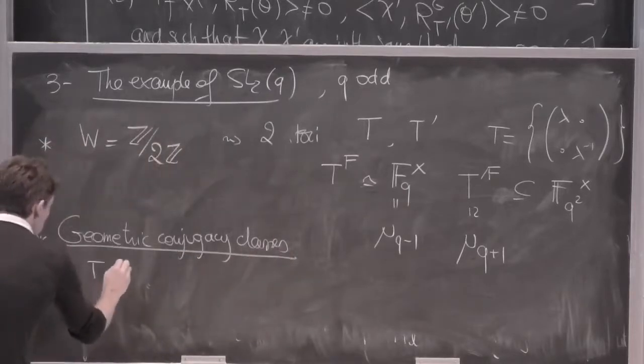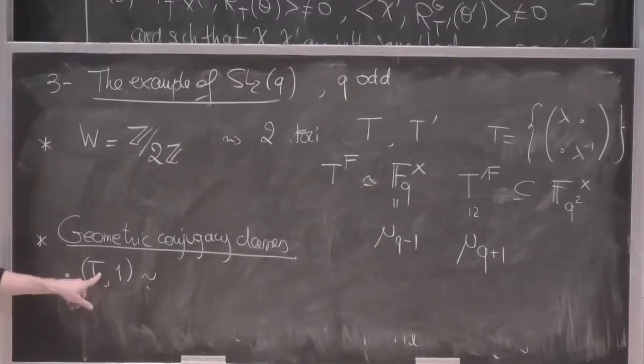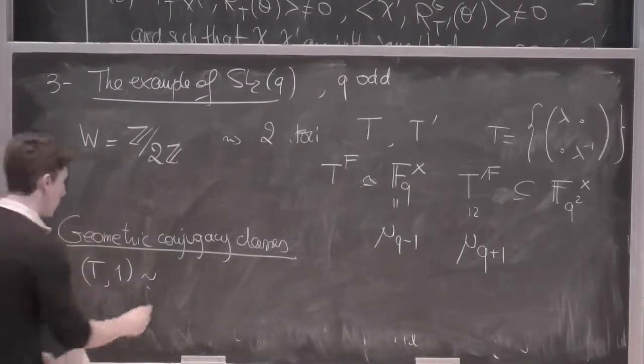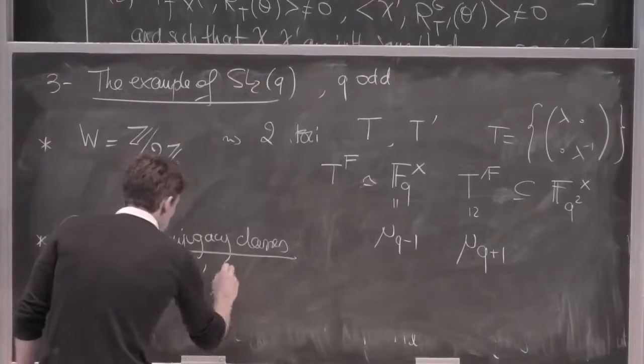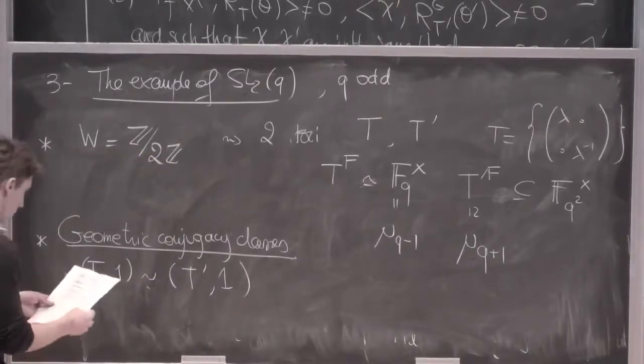So there is the one that gives the unipotent character. If you take the trivial character of T^F, it's actually conjugate to the trivial character of T'^F. And that's the single conjugacy class.